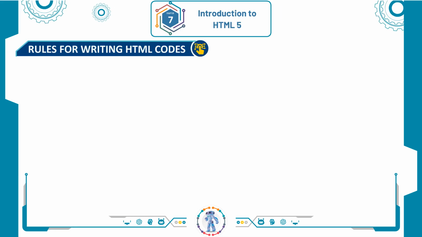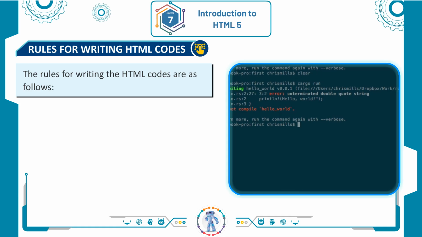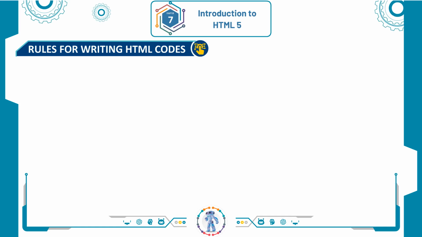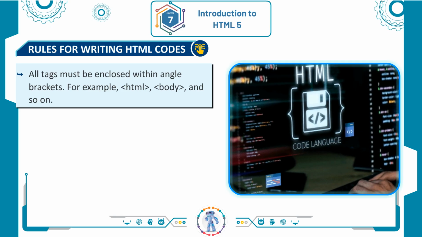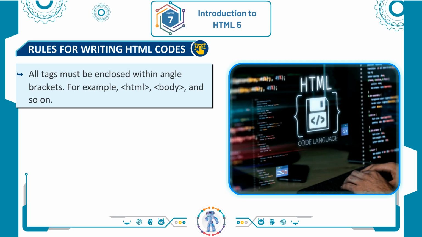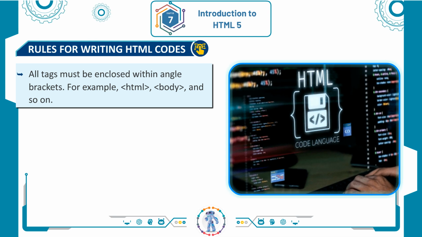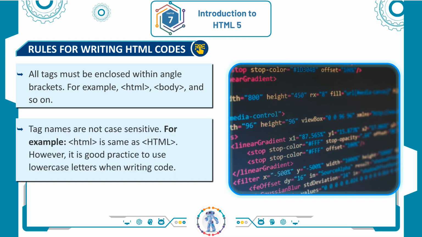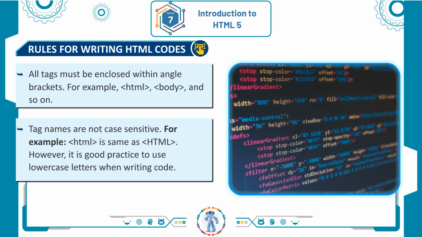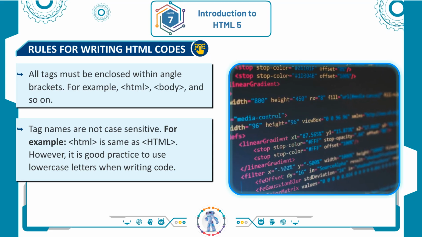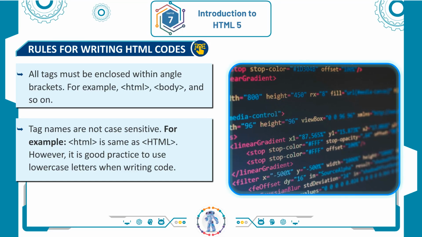Rules for writing HTML codes. The rules for writing the HTML codes are as follows. All tags must be enclosed within angle brackets. For example, <html>, <body>, and so on. Tag names are not case sensitive. For example, HTML is the same as html. However, it is good practice to use lowercase letters when writing code.